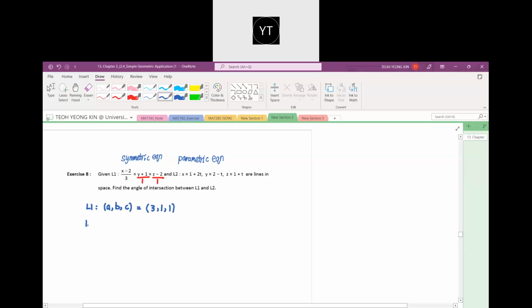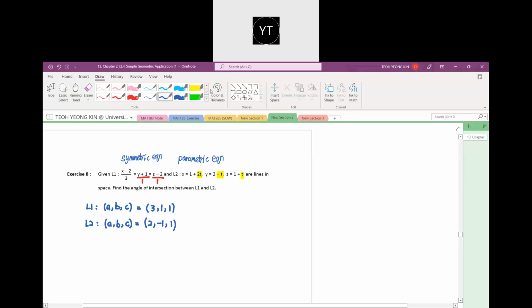And then for L2, to find its A, B and C, they are the values in front of T: T, negative T and T. So in this case, the first is 2, the second is negative 1, and the third one is 3. The T, which is 1. So this is the ABC from line 1, the parallel vector, and ABC, which is the parallel vector for line 2. So remember 3, 1 and 1.